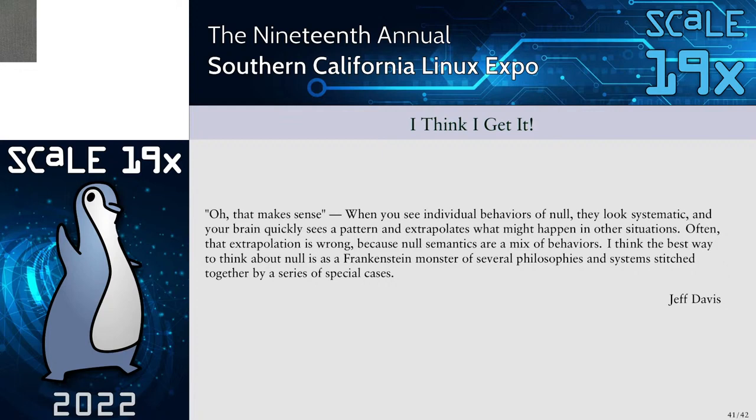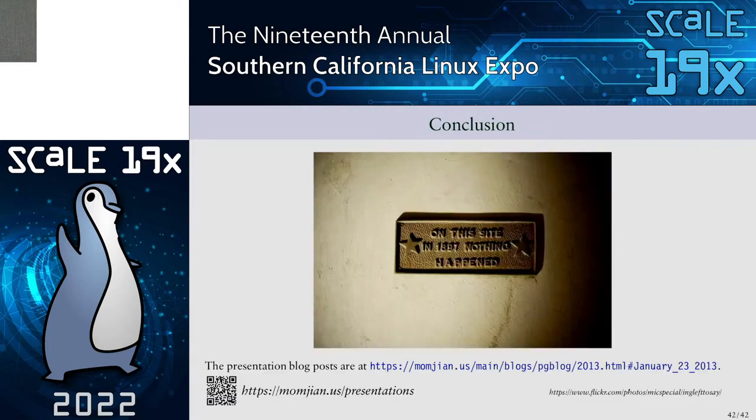I think the best way to think about null is as a Frankenstein monster of several philosophies and systems stitched together by a series of special cases. And I think I've shown that here today. That's why nulls trip people up, because you just see different behaviors that are not necessarily consistent. I don't know why it was done that way, but it's probably not going to change, and we just have to learn to use it. Hopefully this talk has given you a little more strength to understand when you might get into trouble with nulls. So thank you very much.